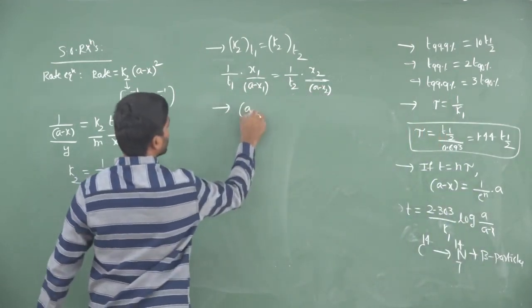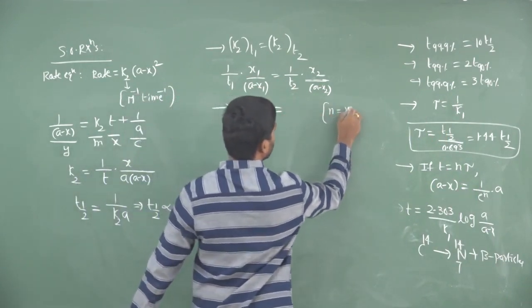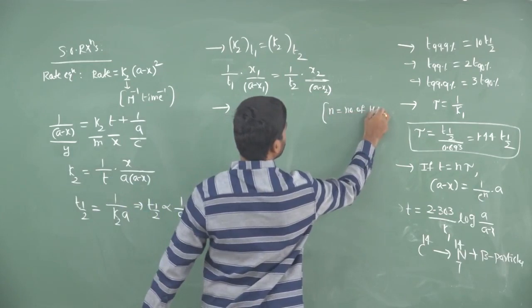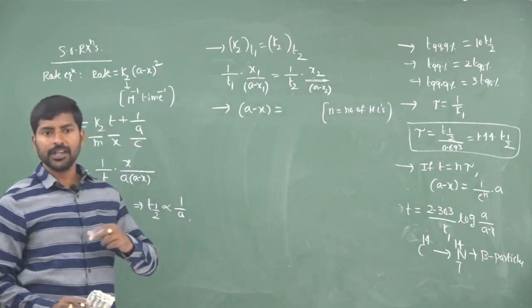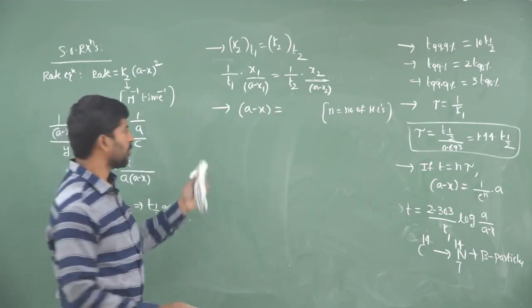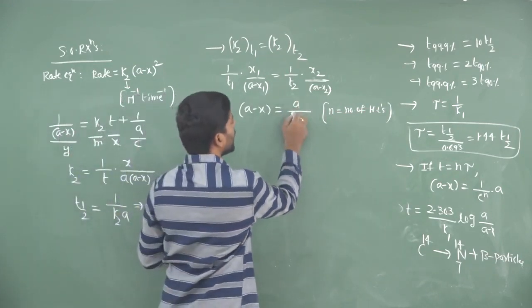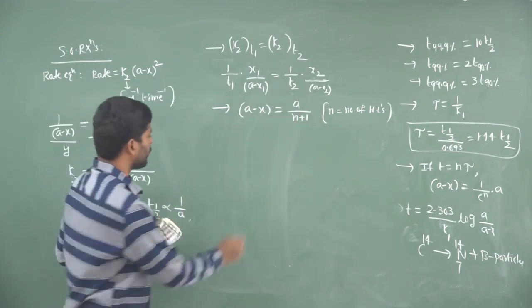What is the expression for A minus x after n half lives? If n is the number of half lives, for first order it is what? A by 2 power n. A minus x is equal to A by 2 power n. For second order what do we get? A by n plus 1. A minus x is equal to A by n plus 1.